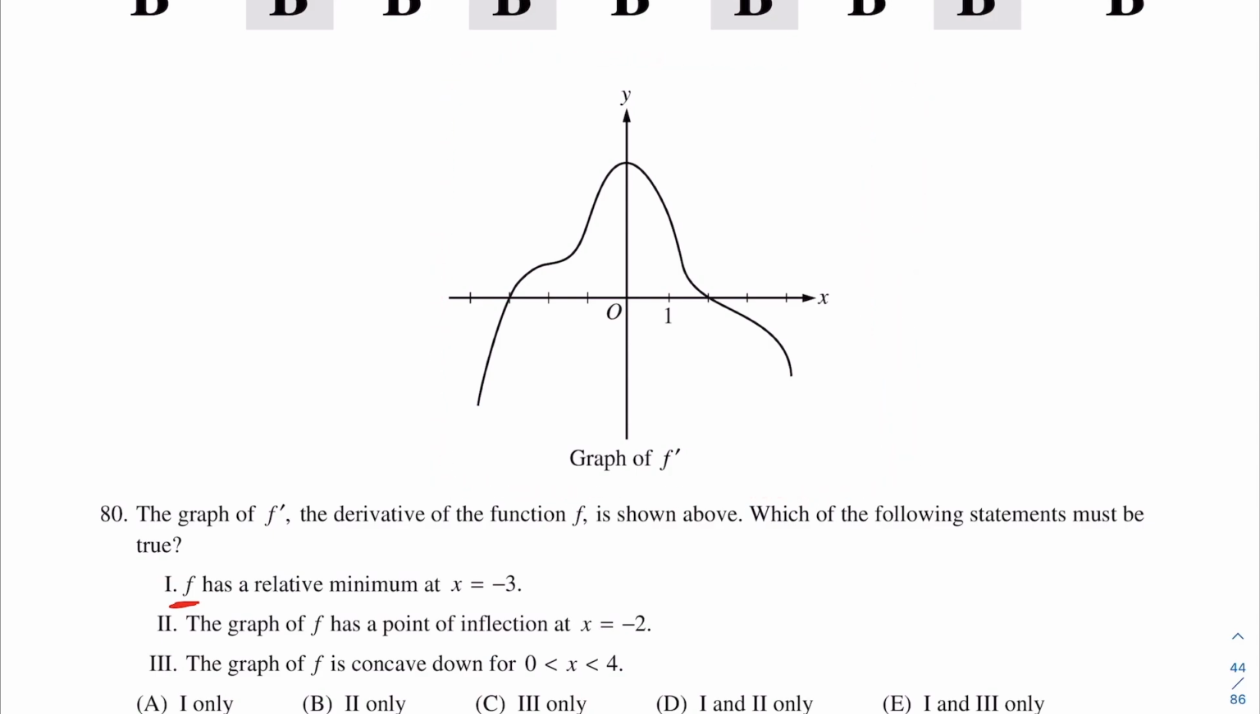Okay. Statement 2 says the graph of f has a point of inflection at x equals -2. And the third statement is the graph of f is concave down for the interval of x greater than 0 and less than 4. All right. So one thing we can do here is now just identify some of the things that they're asking us to find. So relative minimum occur at points where the derivative of f are 0, right?